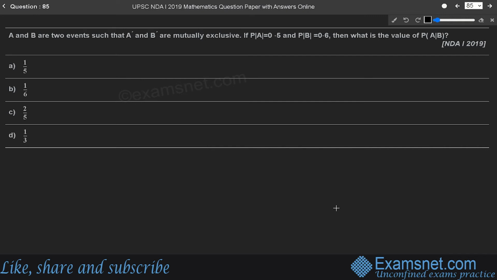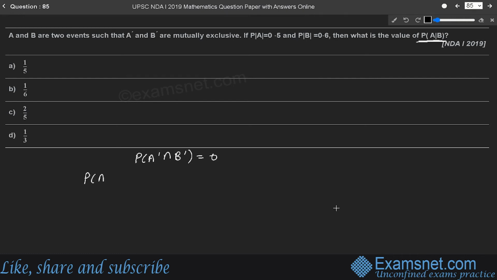Next question is, A and B are two events such that A dash and B dash are mutually exclusive. If P of A is 0.5 and P of B is 0.6, then what is the value of P of A by B? See, it is in the form of conditional probability, which means conditional probability will be used here. In the question it is given that A dash and B dash, or A complement and B complement, are mutually exclusive. It means that P of A complement intersection B complement will be equal to 0 according to the question.